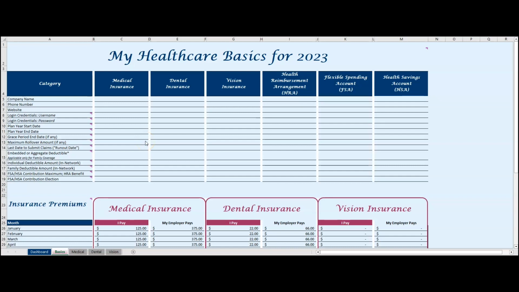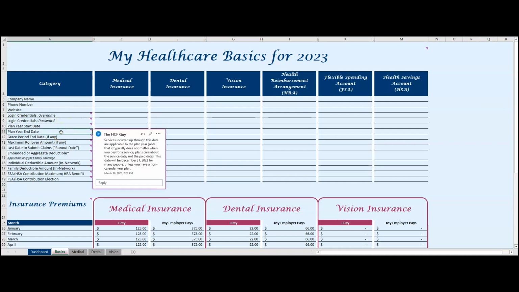All right, so you downloaded the tracker and you're ready to go. You'll notice 5 tabs in this tracker: Dashboard, Basics, Medical, Dental, and Vision. We're going to start in the Basics tab, and you'll see these little purple flags throughout the spreadsheet. Those purple flags mean that there's a comment or a note that I typed in to help you understand the cell a little bit better. But we're going to walk through everything right now.